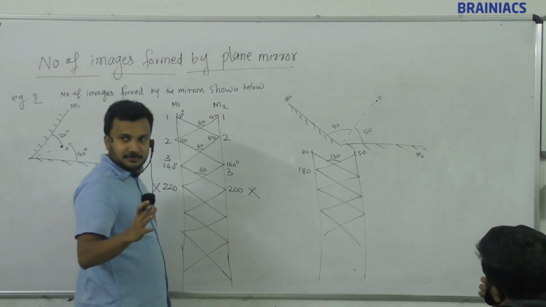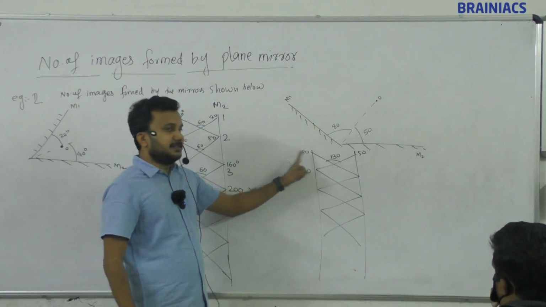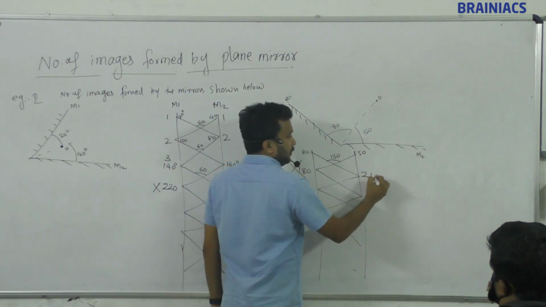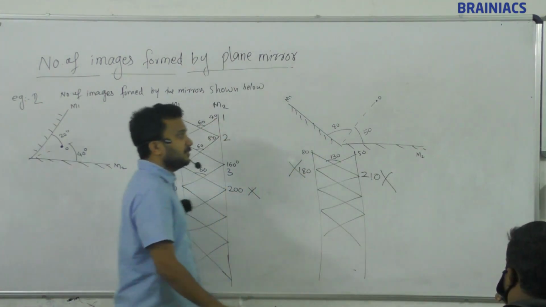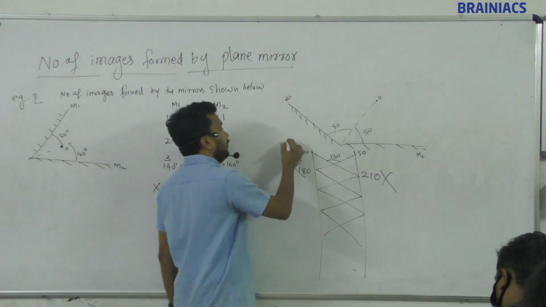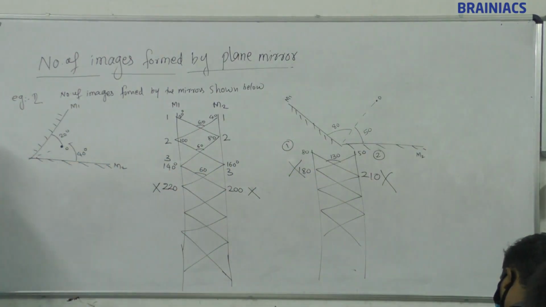It should not be 180. Less than 180. So 180 is not possible. 80 plus 30 is 210. 210 possible? No. So number of images is equal to 2. Only 2. Number 1, number 2. Number of images is equal to 2.